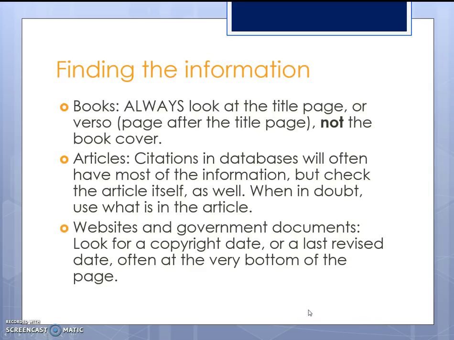So let's talk a little bit about how to find the information for your citations. For books, you don't want to look at the cover. You want to look at the title page and sometimes the verso or the back of the title page. That's usually where the copyright date, which is what you want for your date, shows up. The book cover is actually printed by a different printing company, and there have been examples of mistakes made on the cover. So make sure you're always looking at the title page.